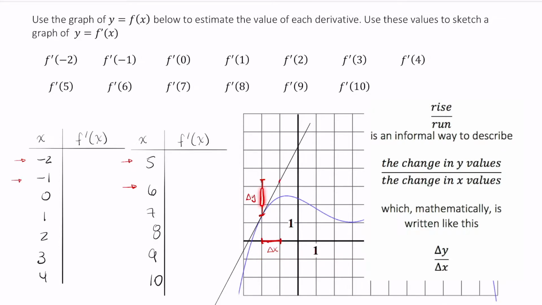And here I have a whole box, and this looks like a little more than half and a little less than half. So I'm going to estimate that the slope of this line, that is the rise, the delta y divided by the delta x, I'm estimating that the rise is 2 over a run of 1. That would give me a slope of 2.